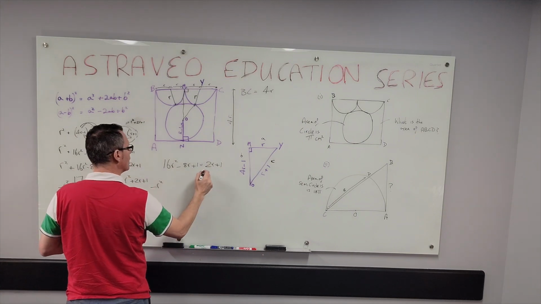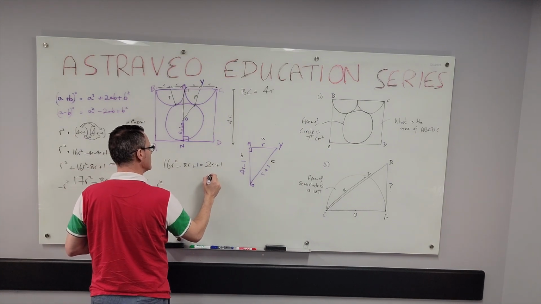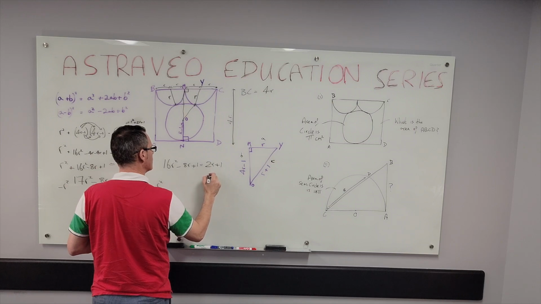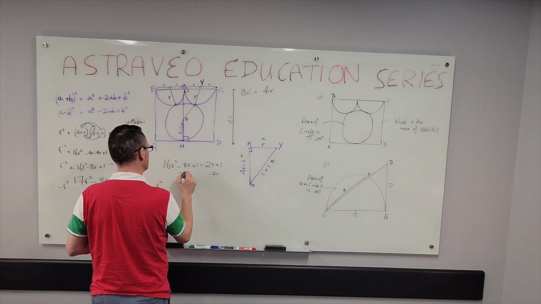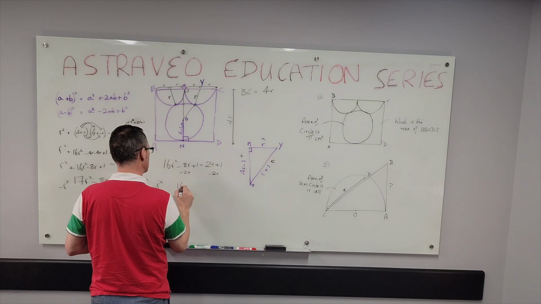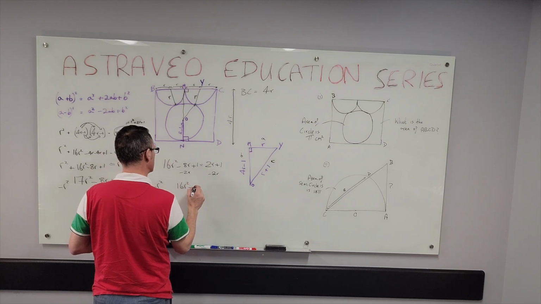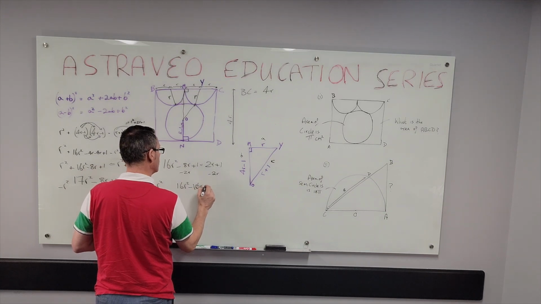Okay. Now I'm going to subtract 2r from both sides because I want to get rid of this. Minus 2r, minus 2r. So we get 16r squared minus 8r minus 2r, which is minus 10r, plus 1.